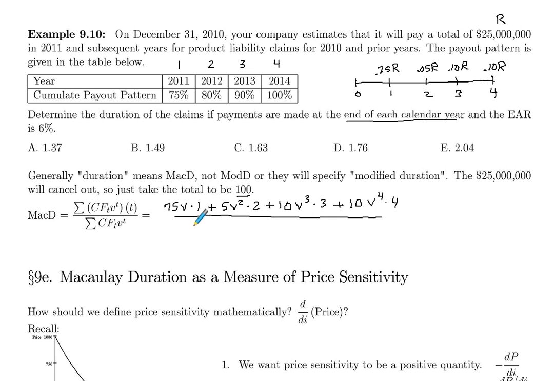And then we add the present values of the cash flows below, which are going to just be the 75V plus the 5V squared plus the 10V cubed, and then plus the 10V to the fourth.